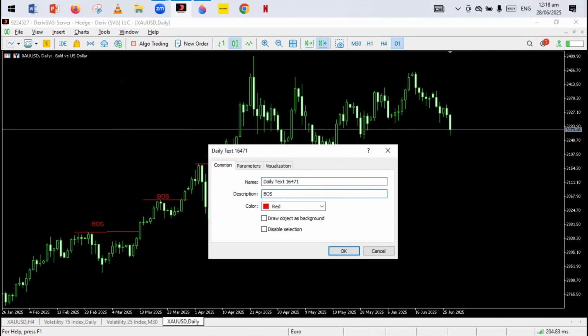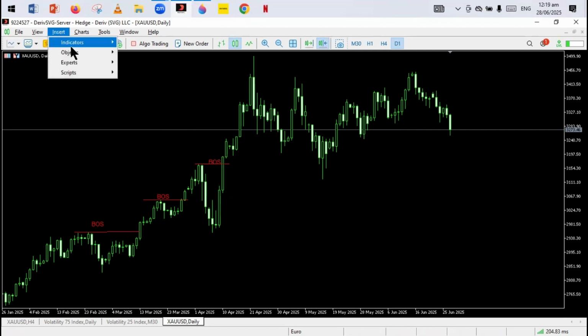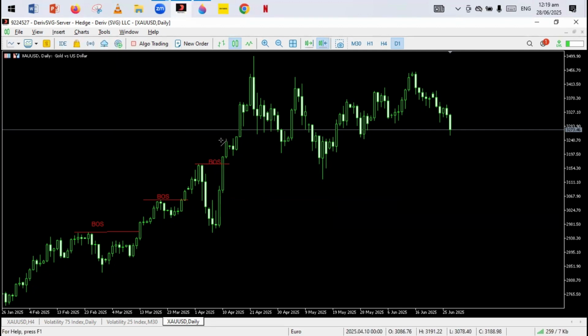Break of structure. Set objects, trend line, that is a high that has been broken. We mark that as our break of structure.